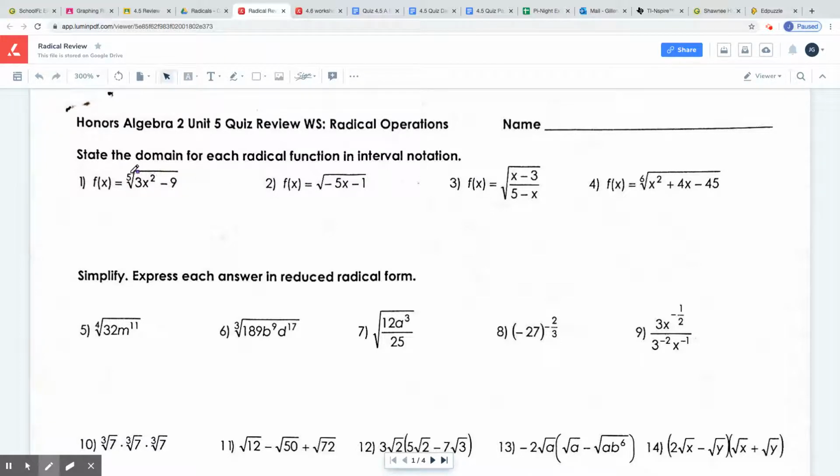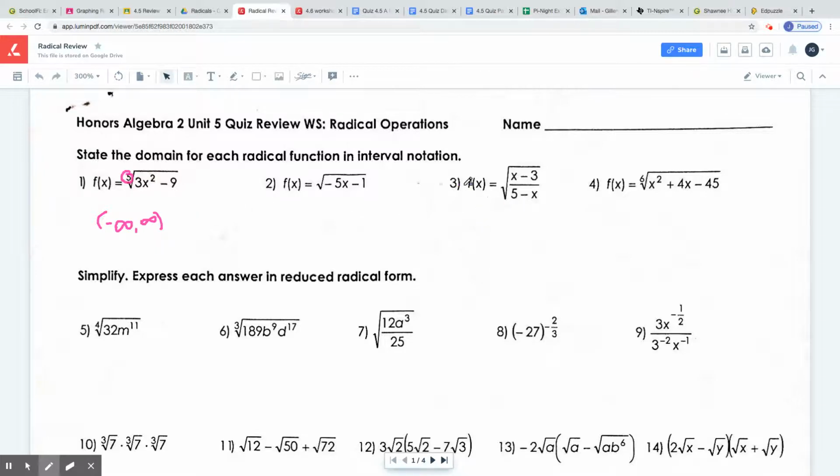The first thing you want to notice is with a radical, if it's even, then we have to do some work. If it's odd, which we have here, there's no restriction. It can be a negative inside there. So it's just negative infinity to infinity, you're done. You only have to worry about it if it's an even.